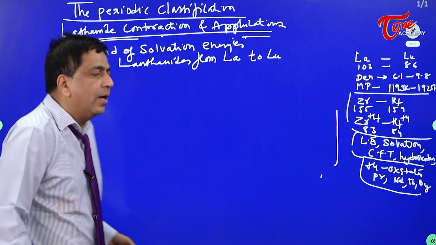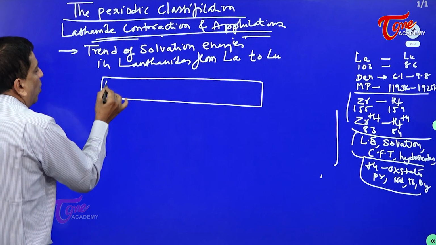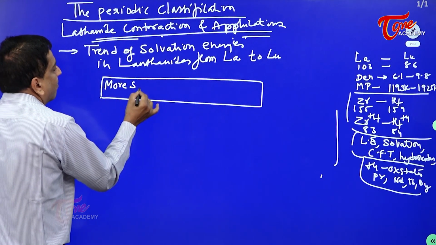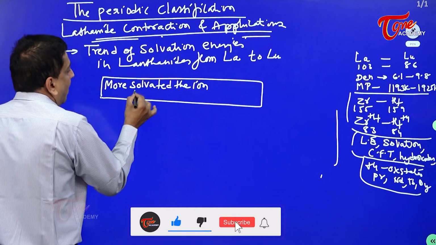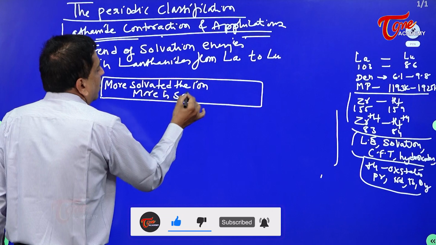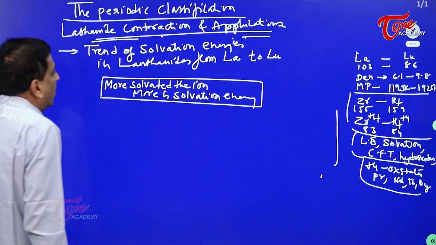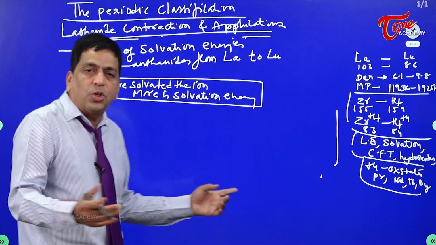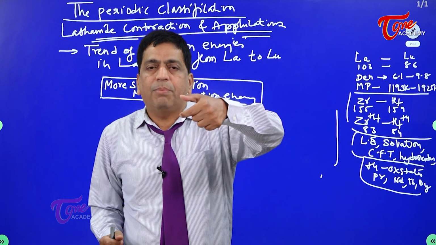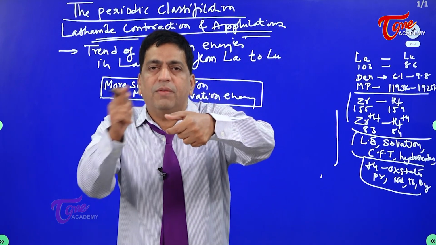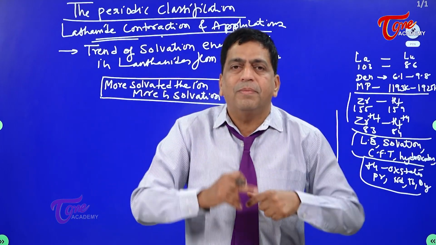Now remember one point. More solvated the ion, more is solvation energy. Remember that. Now what do you mean by more solvated? More solvated means if you take a particular ion, if the number of molecules of the solvent surrounding it is more, then it is more solvated, right?